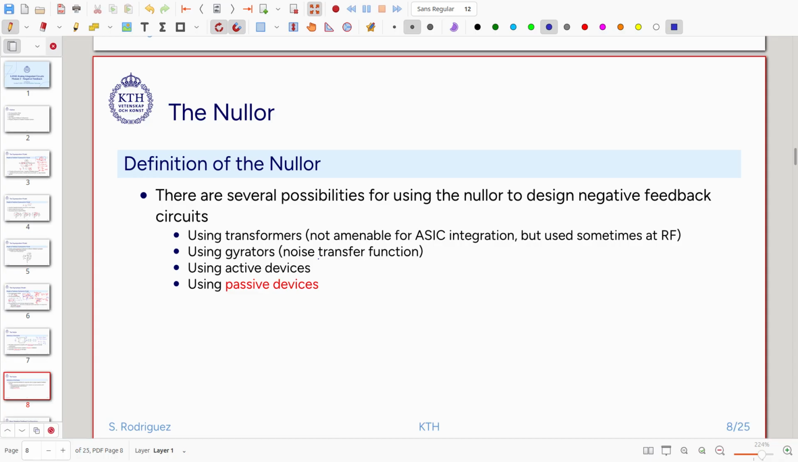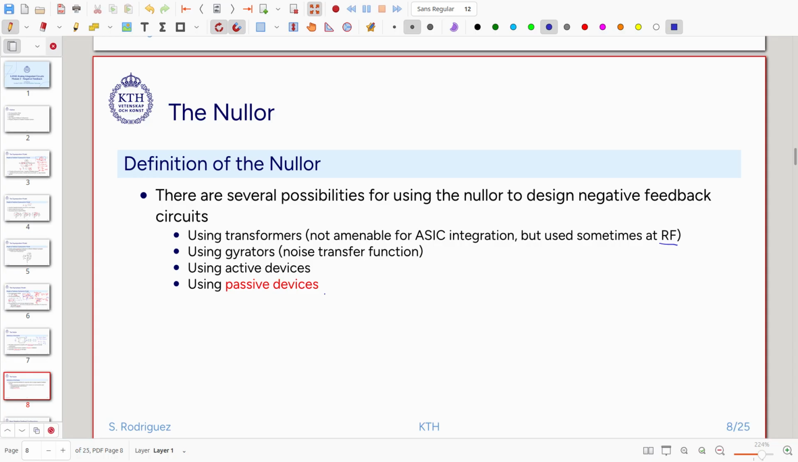However, at radio frequency and several gigahertz, those inductors are small. A few nanohenries or hundreds of picohenries are possible to integrate, and then you can make transformers at radio frequency. But that is radio frequency, several gigahertz. Gyrators are also possible, but they are very noisy components. But it is possible to use gyrators. We are not going to study gyrators in this course, but it is one possibility.